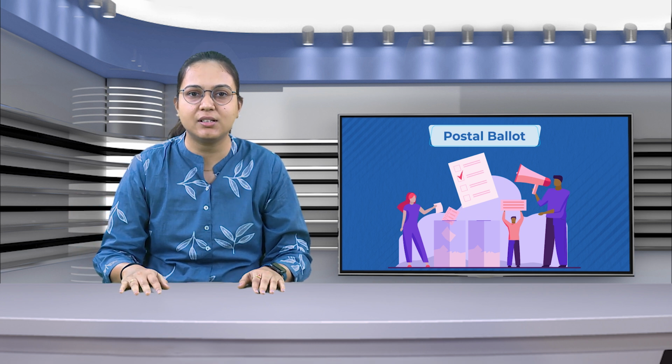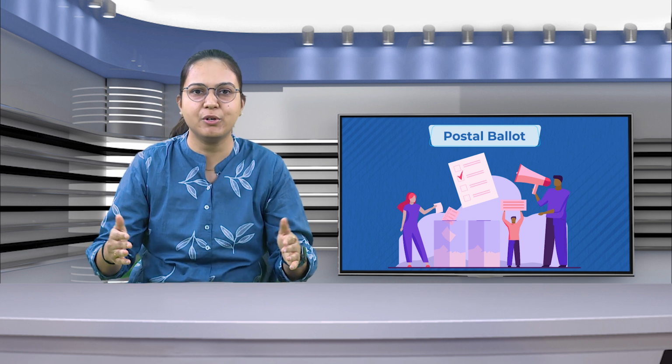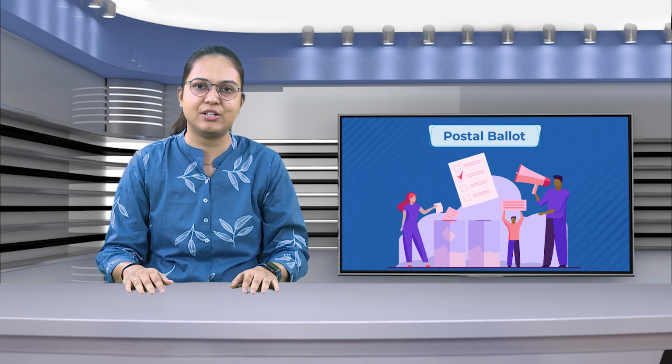Number 12. Issue of share capital under employee stock option, section 62, subsection 1, subsection B. Number 13. Issue of share capital to any person other than members or employees, section 62, subsection 1, subsection C. Number 14. Issue of convertible debentures, section 62, subsection 1, subsection C. Number 15. Reduction of share capital under section 66, subsection 1.